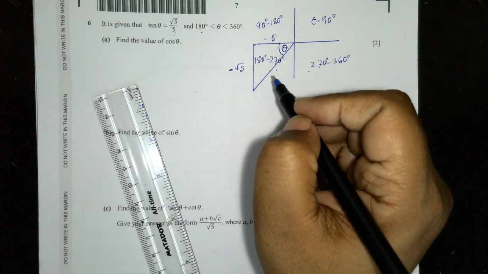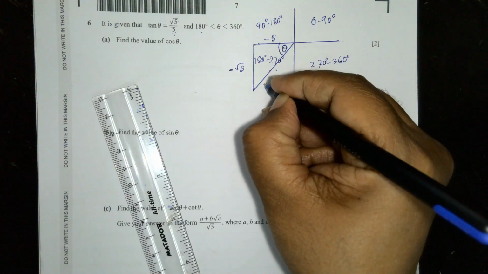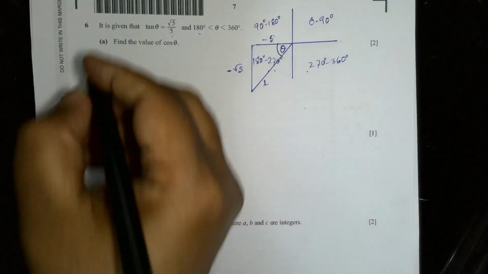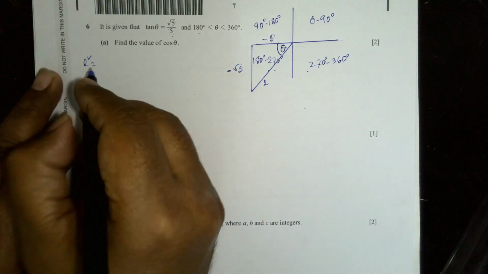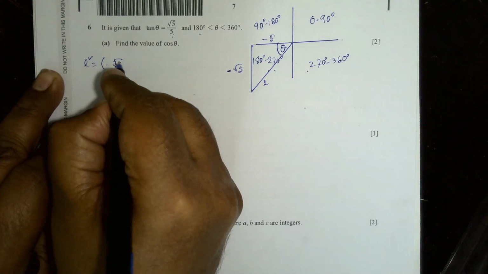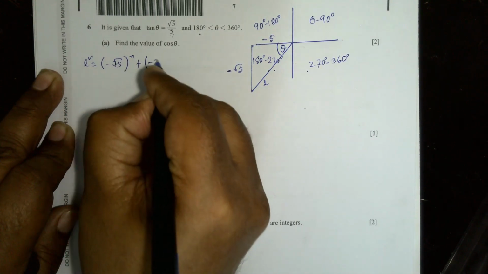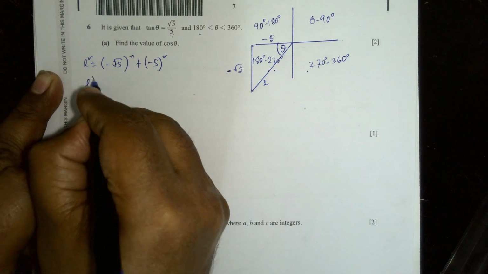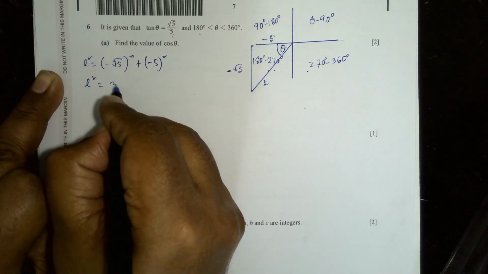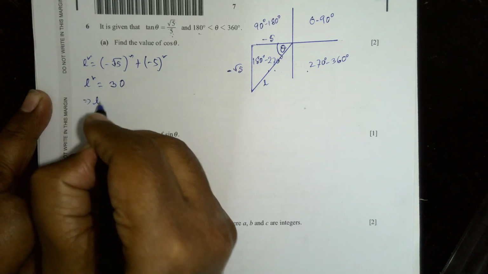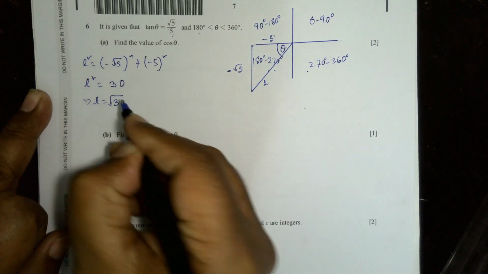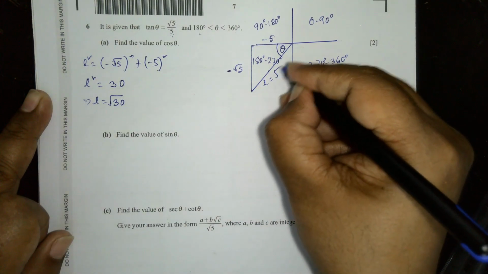And now what is missing? The hypotenuse. Let's call this length L. So how do we get L? By Pythagoras theorem, we can write L squared equals minus square root 5 whole squared plus minus 5 whole squared. Hence L squared equals 5 plus 25, this is 30. Therefore, L is equal to square root of 30.